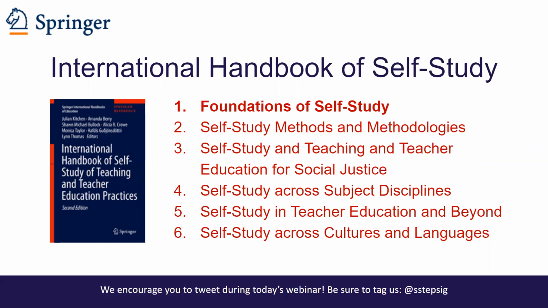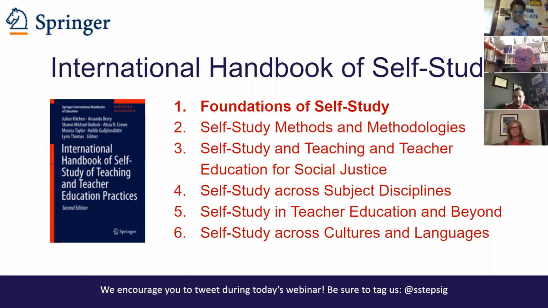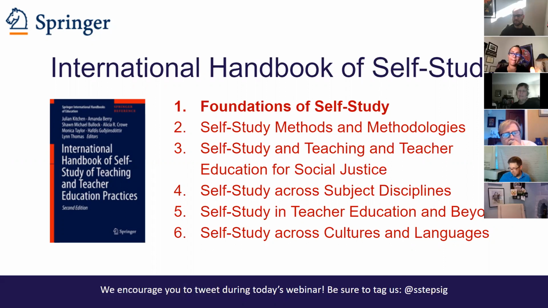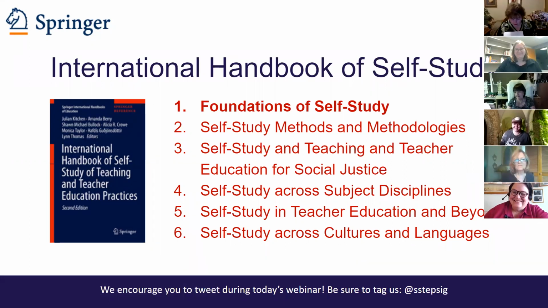About 3 years ago, we decided that it was time to have another handbook. And it was a lot of work, but we're proud parents of a 7.4-pound baby. That's the weight of the handbook. 1,556 pages, 2 volumes, 54 chapters of amazing self-study work that hopefully will inform the field for the next 15 years the way that the last handbook has since 2004.